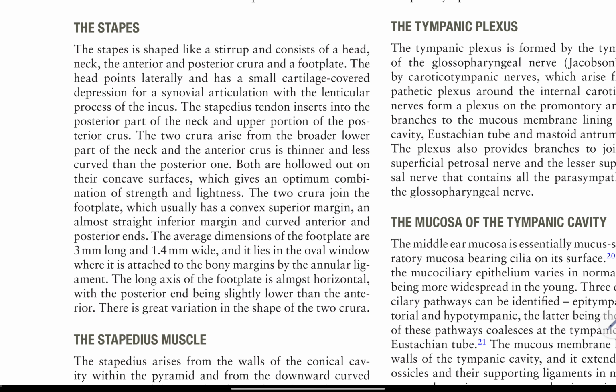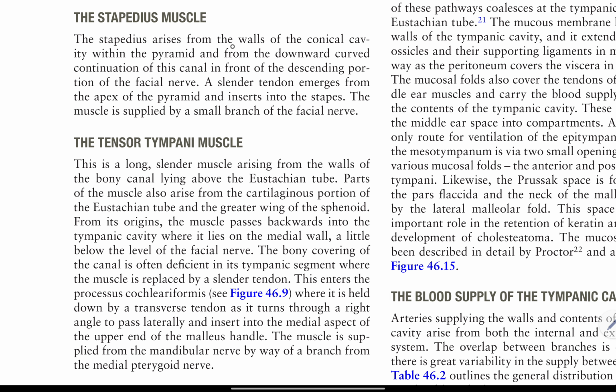The stapedius muscle. The stapedius arises from the walls of the conical cavity within the pyramid and from the downward curved continuation of this canal in front of the descending portion of the facial nerve. A slender tendon emerges from the apex of the pyramid and inserts into the stapes. The muscle is supplied by a small branch of the facial nerve.